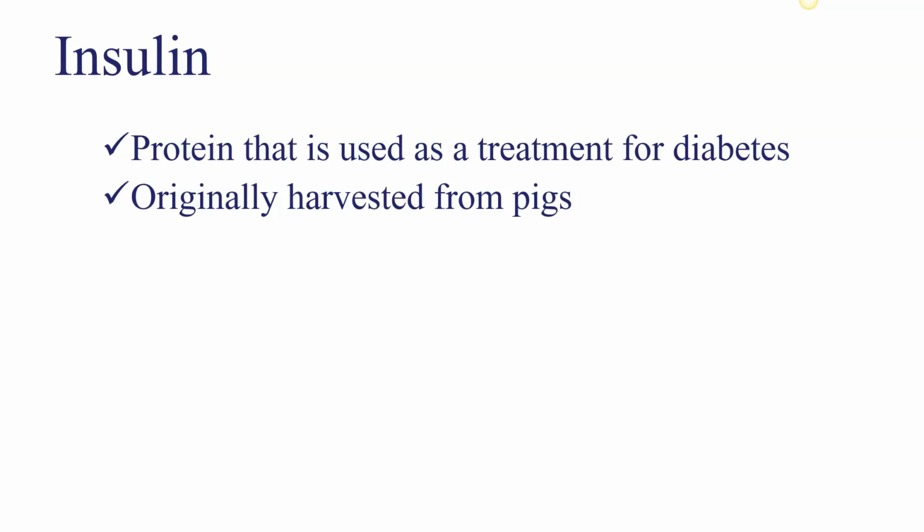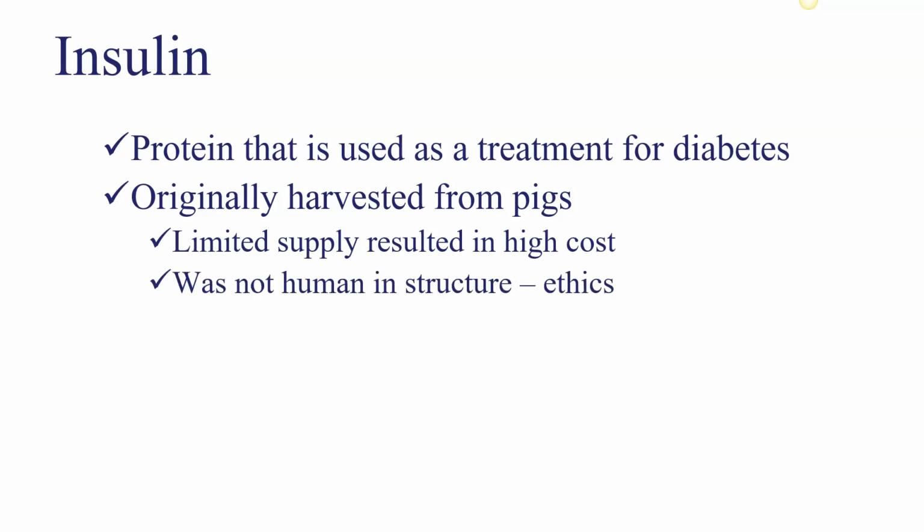The problem with this is the supply is limited, and that resulted in a high cost of material. So the supply of insulin was not dependent on the need for insulin, it was dependent on the slaughtering of pigs. The other problem you have is the insulin was not human in structure. Therefore, there is some sort of ethical debate on this. If you don't have human insulin, can you inject it into a human? And there are certain people that would cringe at that thought.